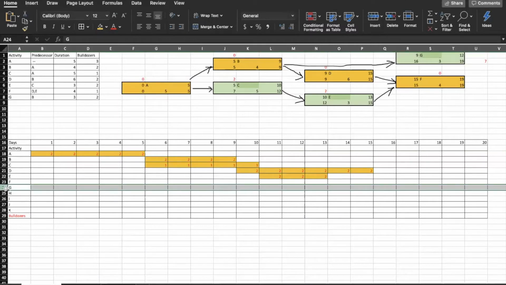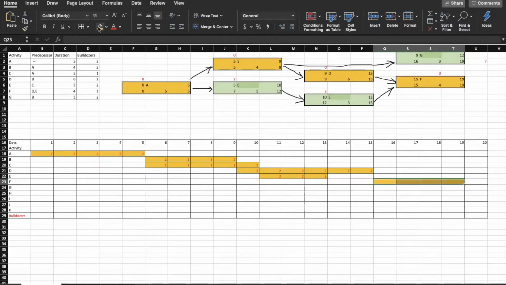The next activity is F. And F needs to start after D and E. So that means we can start it as early as the 16th day, right after D. And for this one, we'll need 4 days and 1 bulldozer for each of those days.